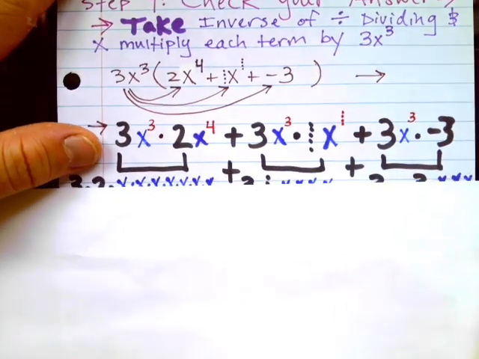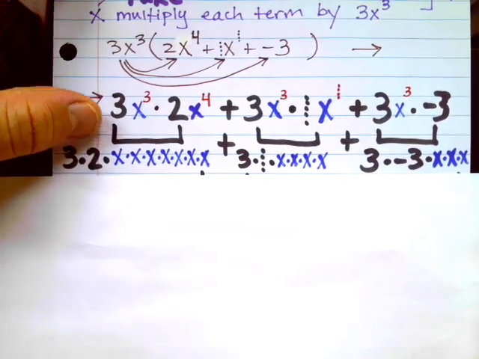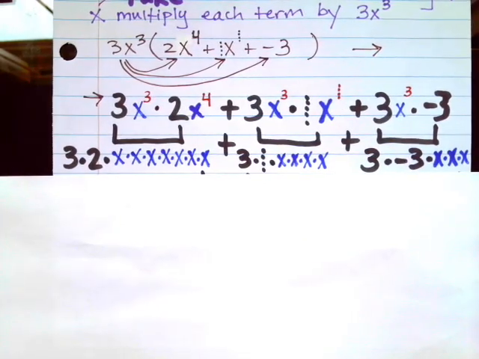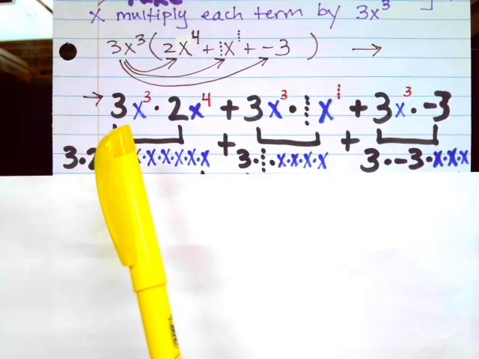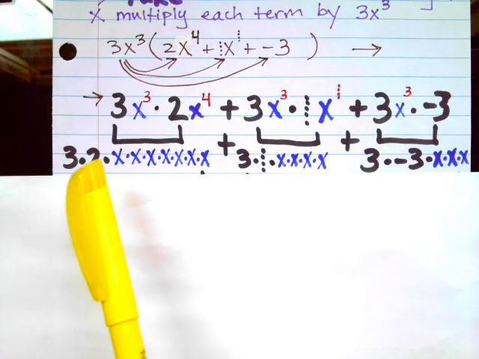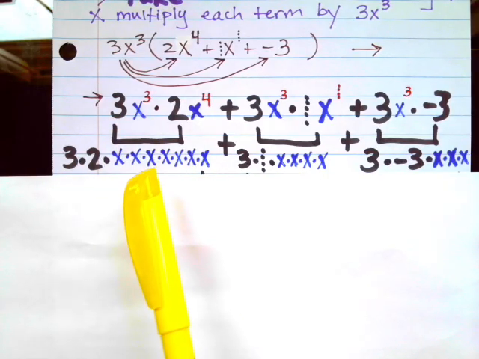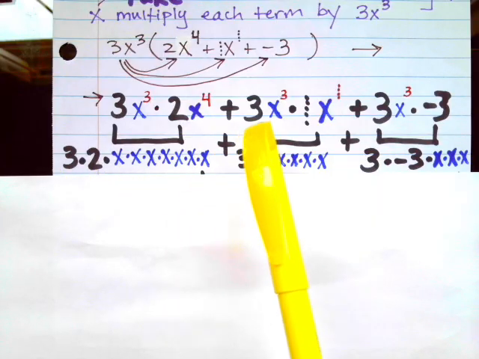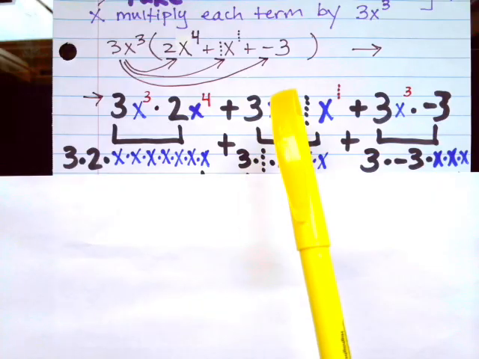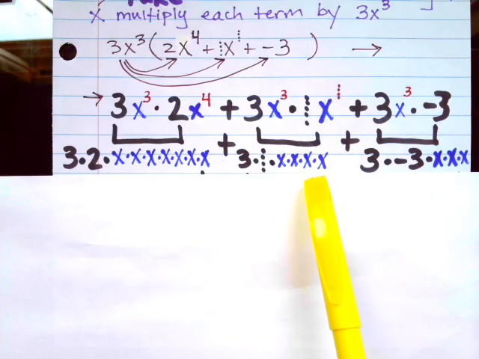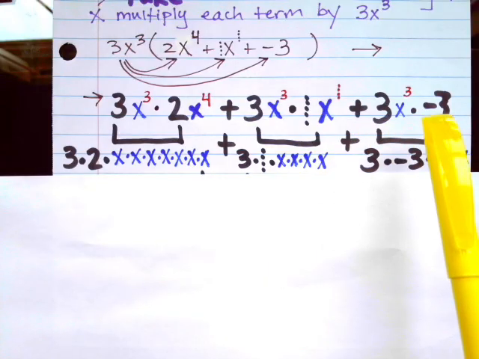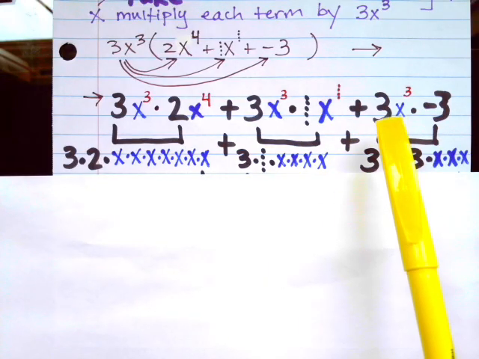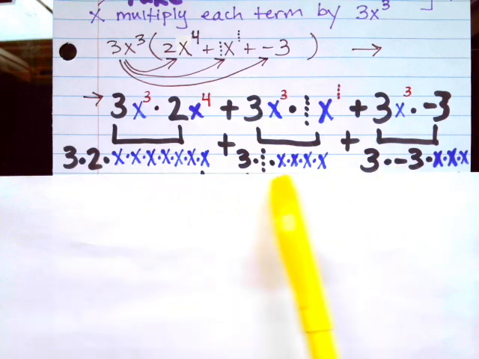Moving forward, I'm just going to simplify, and I want to use two methods. One is expanded form and the other is not. So here is the expanded form, right? So 3 times 2, and then I have 3 x's times 4 x's. So I'm showing all of those right here. Plus, 3 times 1, and 3 x's times 1 more x. Plus, 3 times a negative 3 right here times 3 x's. So I'm just showing you an expanded form right here.